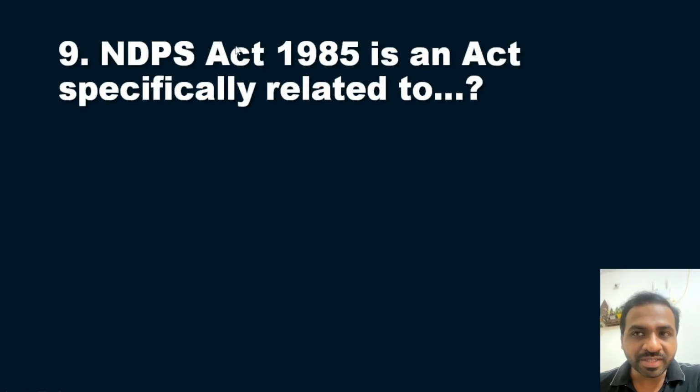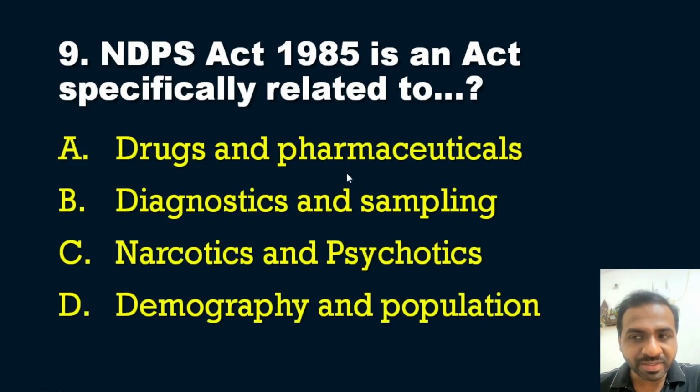The question is, NDPS Act 1985 is an act specifically related to dash. So for what was this act made? The options are: option A, drugs and pharmaceuticals; option B, diagnostics and sampling; option C, narcotics and antipsychotics; option D, demography and population. This NDPS Act is related to which of the options I have given?